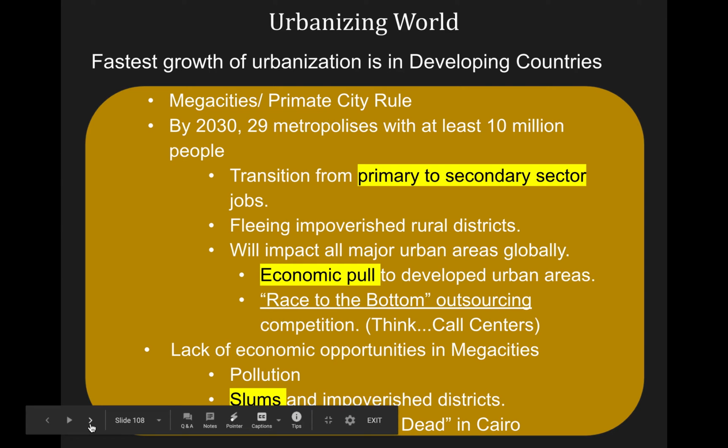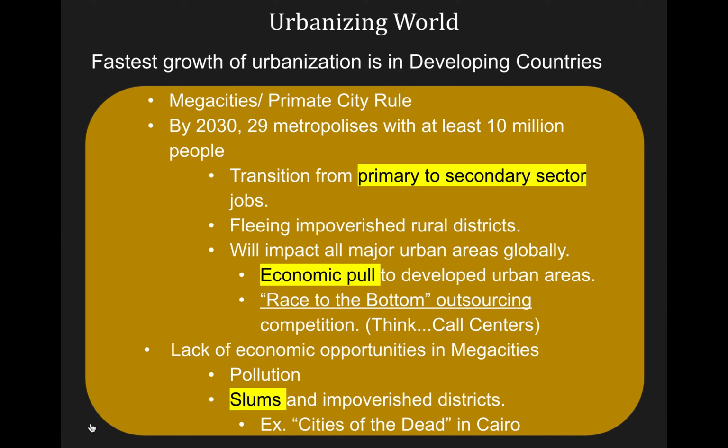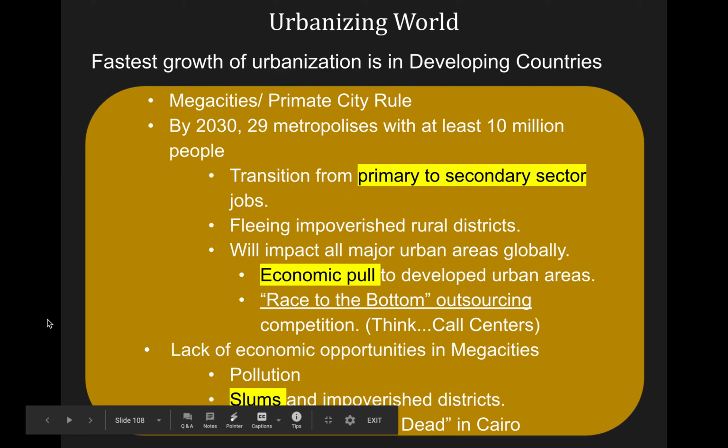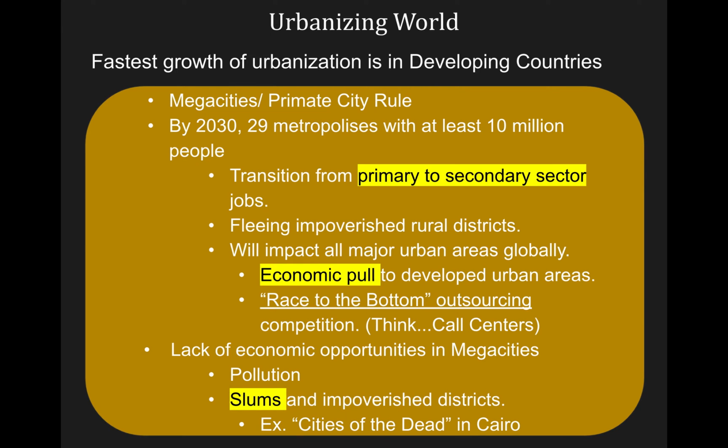All right, and that's shown right there. And I did put that in there. Great. So you have 29 metropolises, which are megacities, and the economic pull factor. And really, it's the race to the bottom because they're being outsourced. Think of the call centers, back offices, or customer service centers. Those are a race to the bottom, a competing wage.